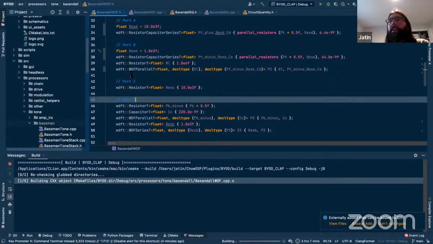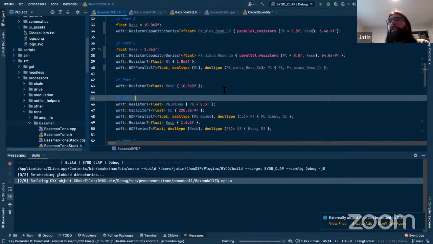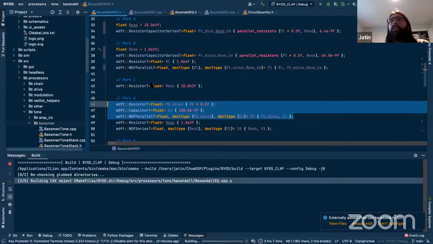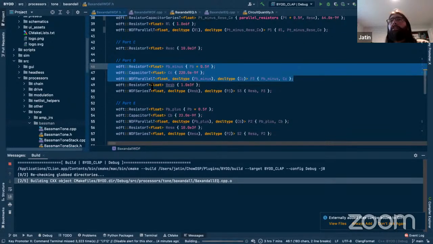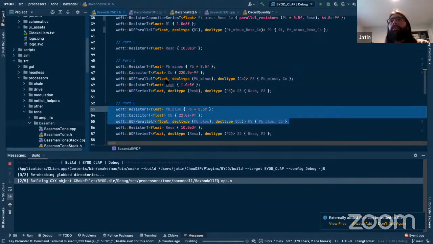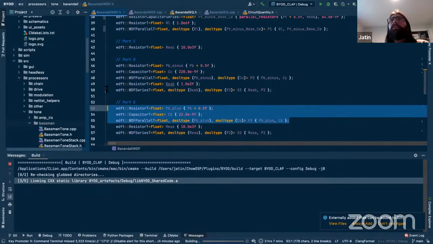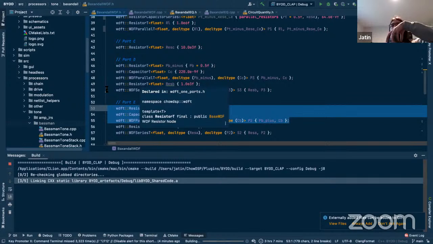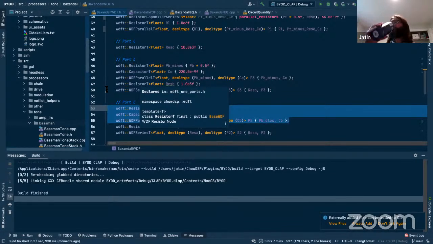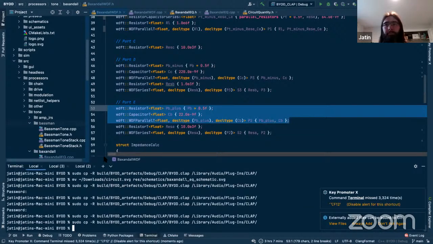Port C, we can't really simplify at all because it's just a resistor. Port D, we could combine that resistor and capacitor. Port E, we could combine a resistor and a capacitor. And then port F, I don't think we can do anything at all, which is fine. All right, let's give that a try.